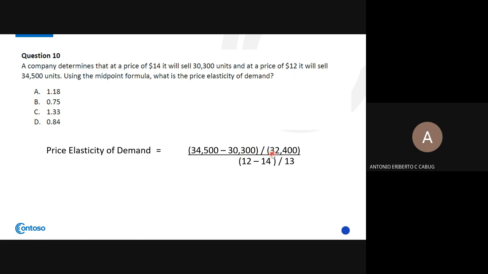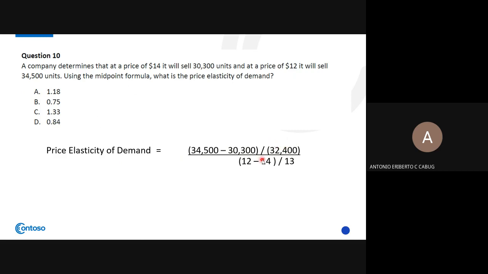Tama ba? Ganun dapat. However, if you will move from 34,500 to 30,300, baliktad yung direction, ang magiging denominator mo, 34,500. Iba yung magiging percentage change kapag nag-start ka from here to here versus from here to here. Clear? So, 34,500 minus 30,300 over 30,300 will be different from the other direction, 30,300 minus 34,500 over 34,500.